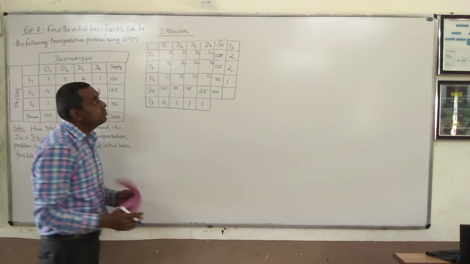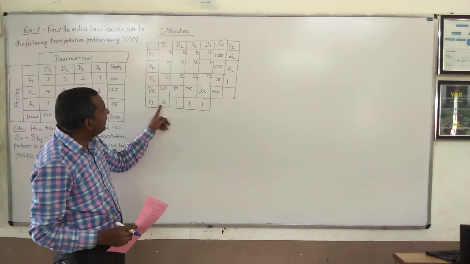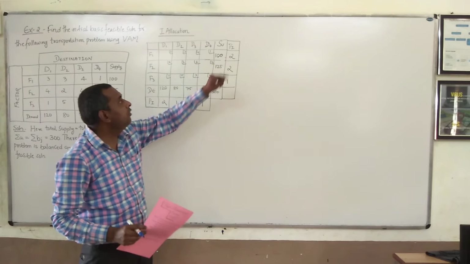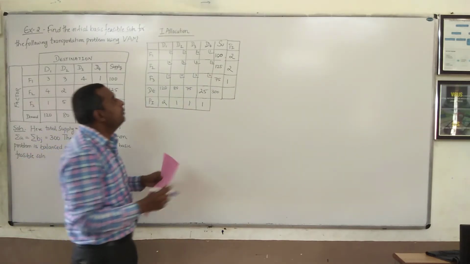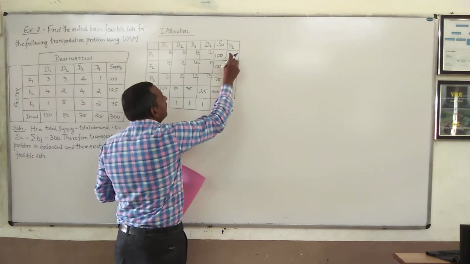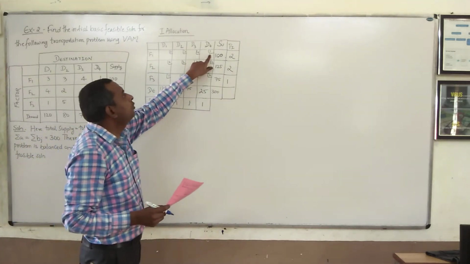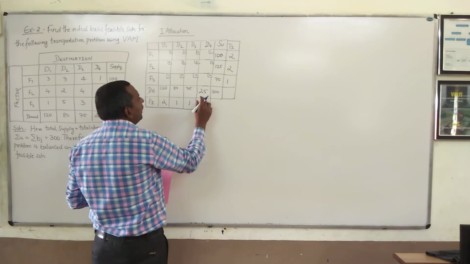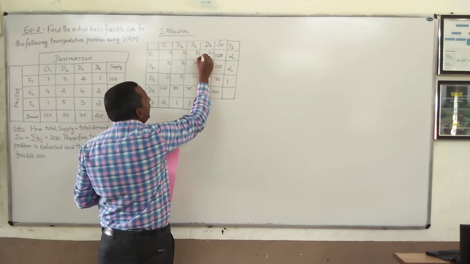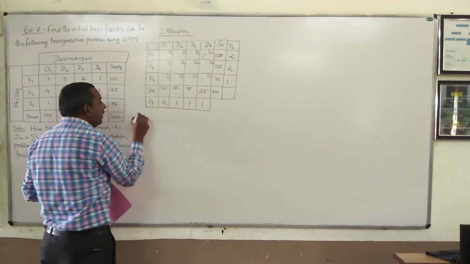Fine. So choose the maximum penalty. Here it is the maximum penalty. Here it is also the maximum penalty. So let me choose this one. So what I write, 25, I am supposed to write. So let me write number 1 here.